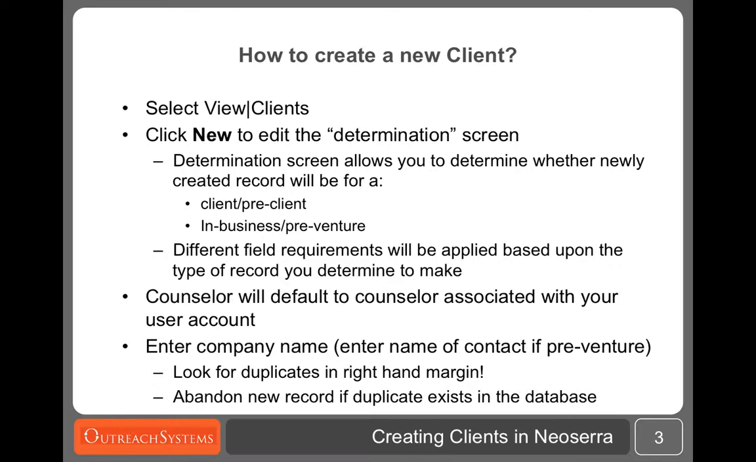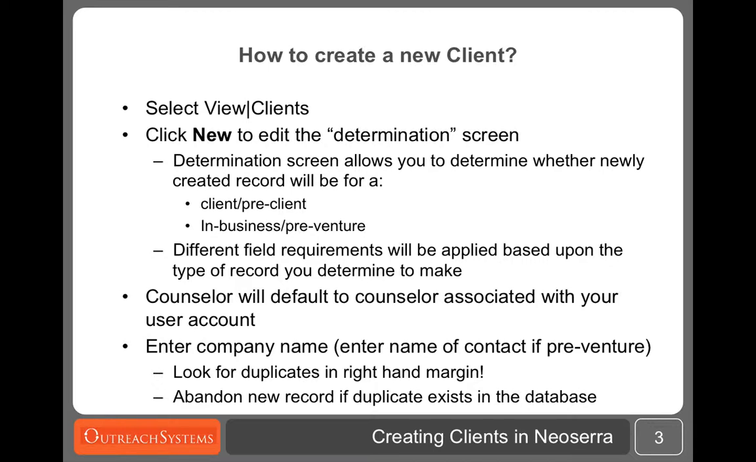Your name, the person who's logged in, will automatically default to the counselor on record. If you're not actually going to be the counselor for this client, then you can go ahead and make that change. And of course, we're going to enter in the company name of the client record. You can enter in the contact's name or the person's name if it is a pre-venture.